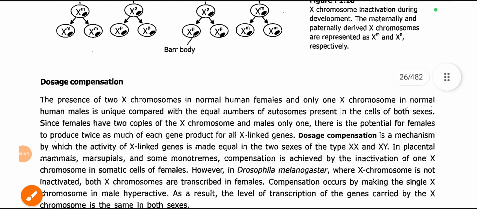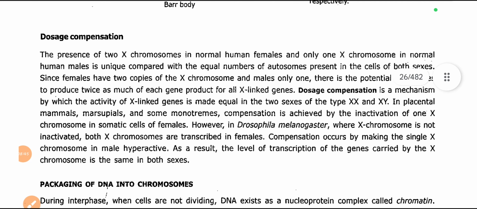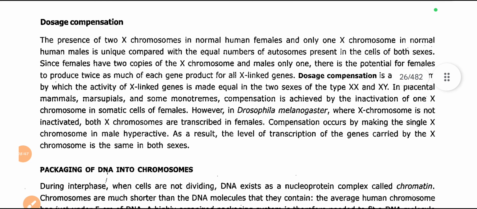Next is dosage compensation. What is dosage compensation? There are two X chromosomes in normal human females and only one X chromosome in normal human males, which is unique compared with the equal number of autosomes present in the cells. Both have equal autosomes, but the X chromosome is one in males and two in females, in the case of humans.